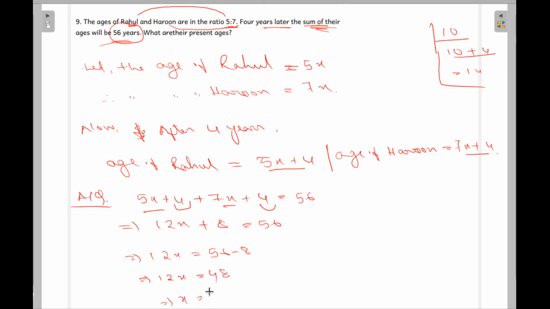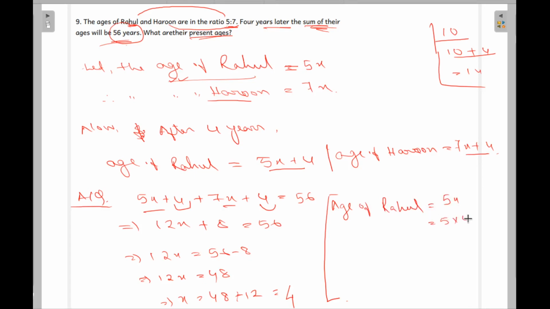So x equals 48 divided by 12. 48 divided by 12 is 4. Therefore, now we have to find out the present ages. Present age means this one. Therefore, the age of Rahul is equal to 5x. That means 5 multiplied by 4 equals 20 years.